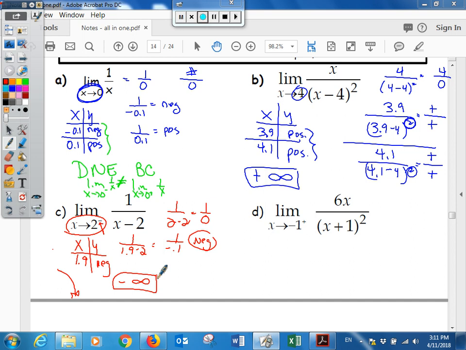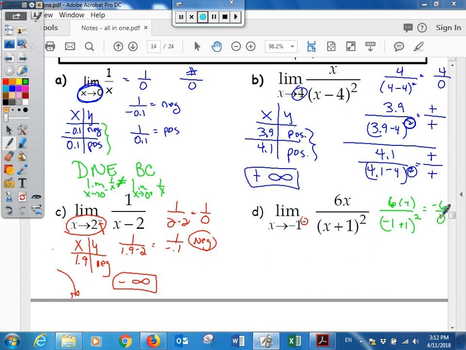D is the same situation. We're only concerned about the limit as I'm coming from the right. So only coming from the right, but when I plug in the negative 1, I still want to always try to plug in first, regardless of whether or not I'm just coming from one side. So I'm going to get negative 6 over 0.